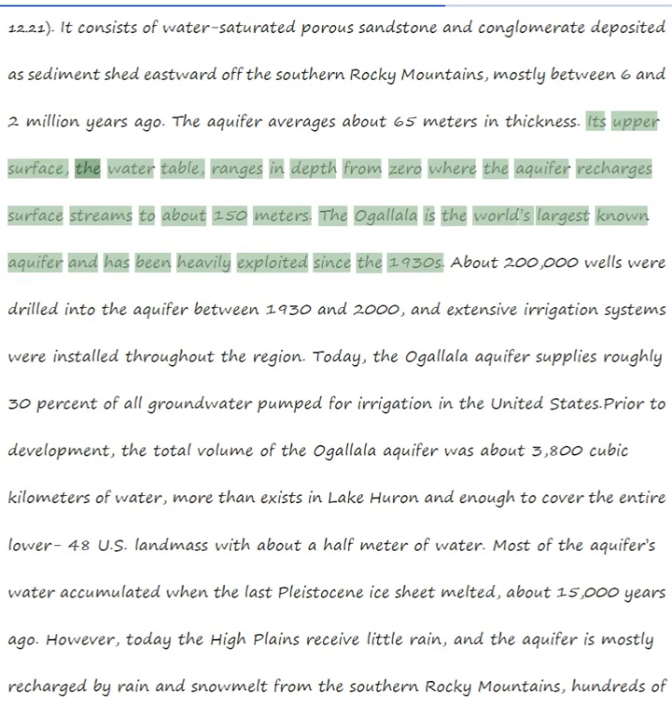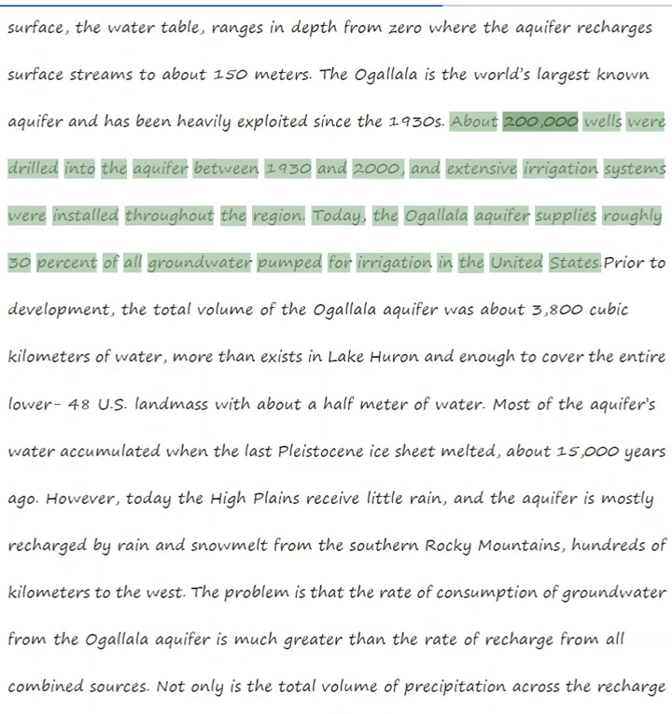Its upper surface, the water table, ranges in depth from zero where the aquifer recharges surface streams to about 150 meters. The Ogallala is the world's largest known aquifer and has been heavily exploited since the 1930s. About 200,000 wells were drilled into the aquifer between 1930 and 2000, and extensive irrigation systems were installed throughout the region. Today, the Ogallala Aquifer supplies roughly 30% of all groundwater pumped for irrigation in the United States.